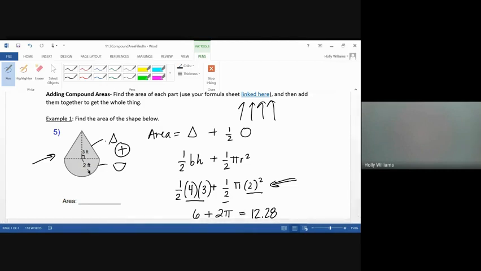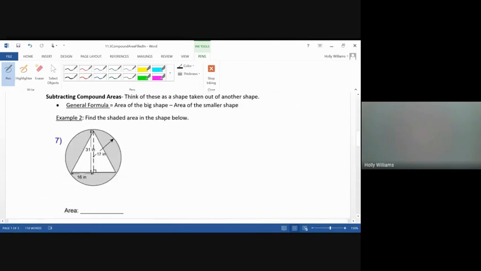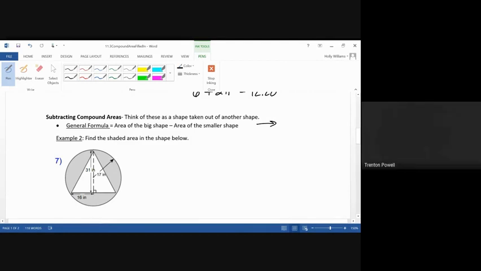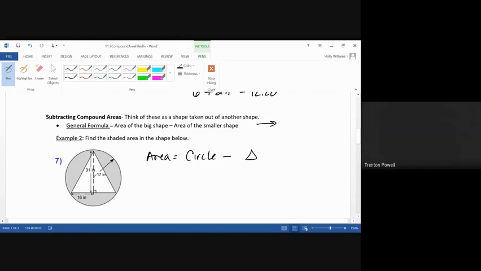Good. Okay, second one is the same concept, except now instead of adding, we're going to be subtracting. Looking at the definitions I have typed in, it says to think of these as a shape taken out of another shape. See how there's a triangle taken out of the circle? We want to find the shaded area, so our general formula would be the circle minus the triangle. Can you guys kind of see what's left then?